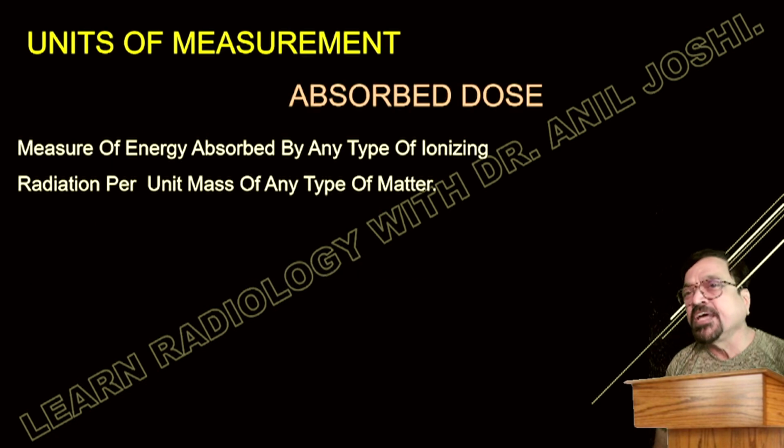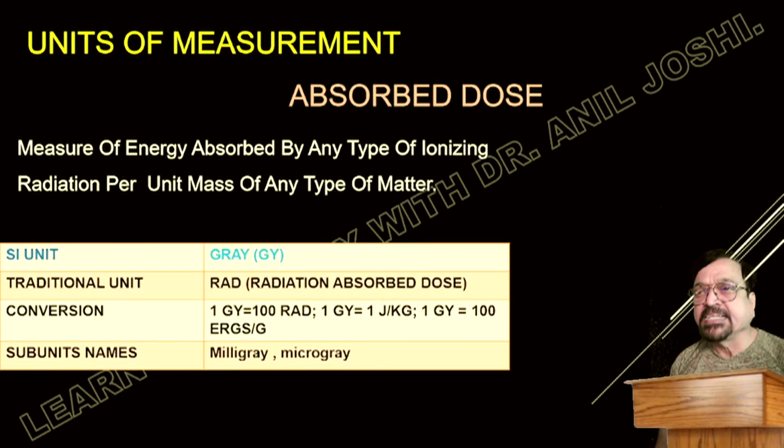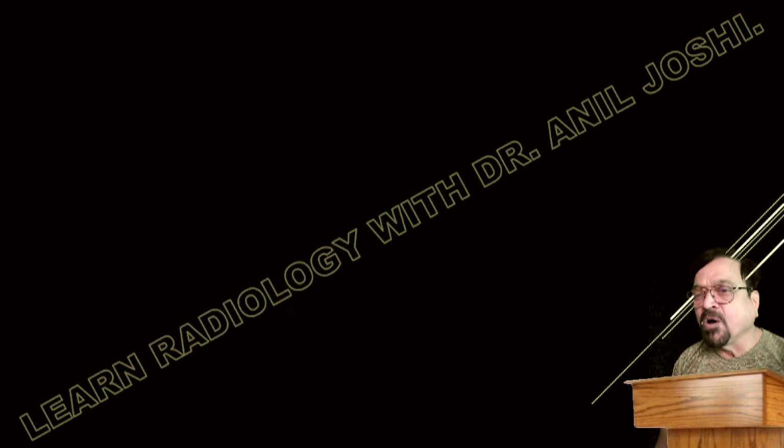Now going further on the units of measurement, absorbed dose is a measure of the energy absorbed by any type of ionizing radiation per unit mass of any type of matter. It is given here as the SI unit, gray, and the traditional unit, rad, with the conversion. Sub-units are picogray or microgray.